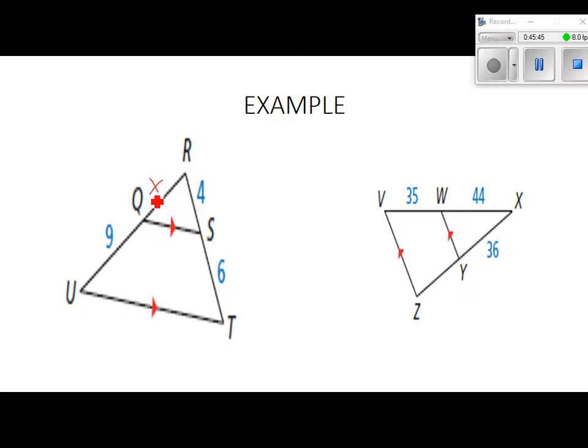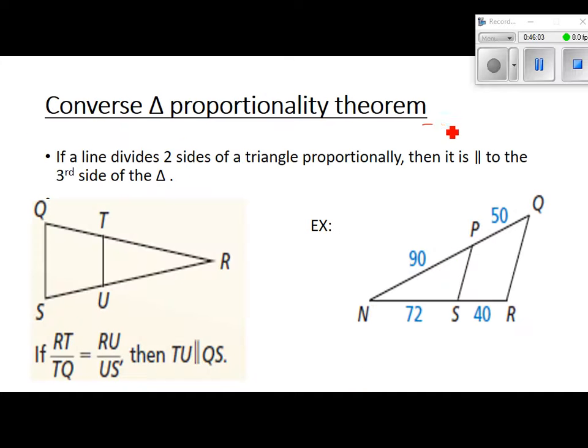Make that X right there. Tell me how to set up this first proportion then. Easiest way. 9 over 6 equals X over 4. Did we have to split off the triangles and go through all that? Somebody solve that. If I put an X right here, somebody else set up this one for me.